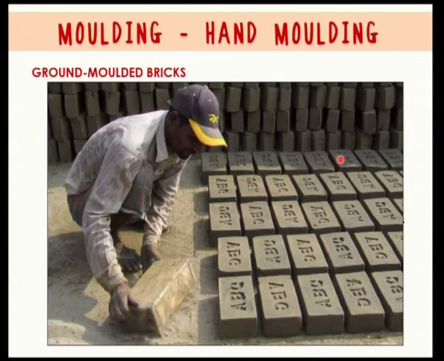Now this is an image of a ground molded brick. You see a person holding a wooden mold and molding, and you see these letters on top of the brick. This is actually a frog. Nowadays people also write the company's name instead of the frogs.